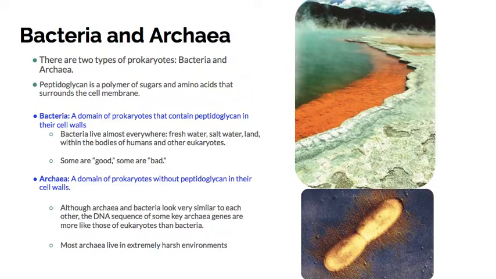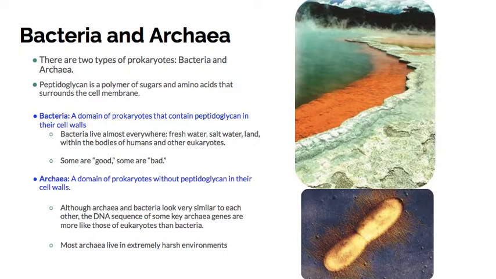So here are two types that we're going to talk about today, bacteria and archaea, and you notice that they both have definitions here. Peptidoglycan is a polymer of sugars and amino acids that surrounds the cell membrane. Bacteria are a domain of prokaryotes that contain peptidoglycan in their cell walls. And remember, bacteria live almost everywhere: freshwater, saltwater, land, within human bodies, and within other eukaryotes. Some are "good" and some are "bad", and I put those in quotation marks because that's how we like to classify things.